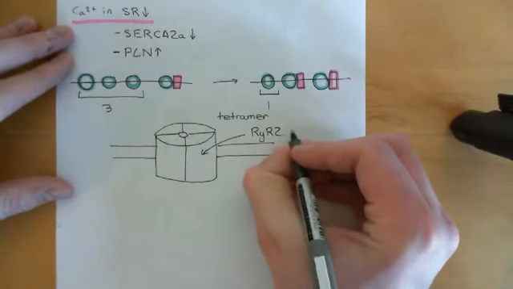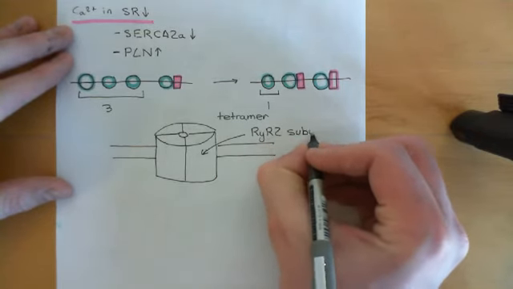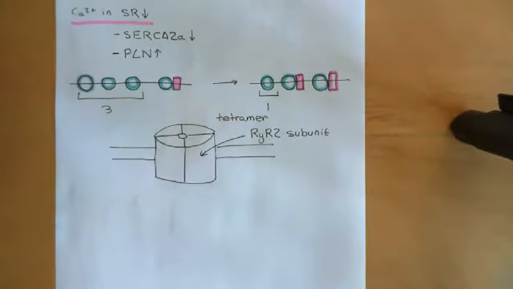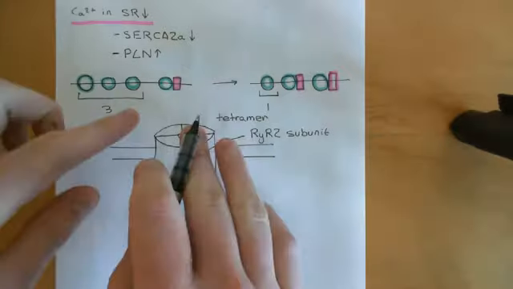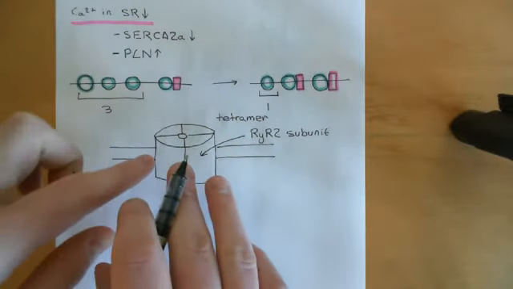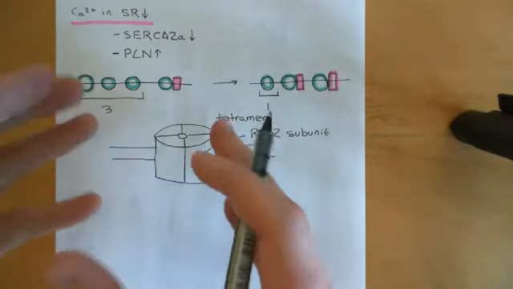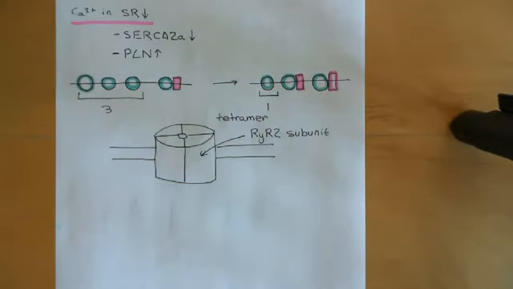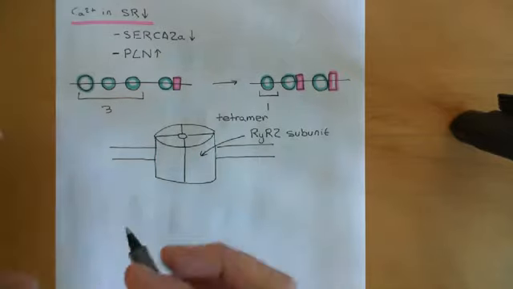So I'll put RYR2 for type 2 ranitidine receptor subunit. And then the entire thing is called the type 2 ranitidine receptor. Now, it goes further because you can also attach additional proteins onto the type 2 ranitidine receptors. The tetramer of 4 type 2 ranitidine receptor subunits is the main part of the receptor, but there are also proteins attached onto this tetramer structure.